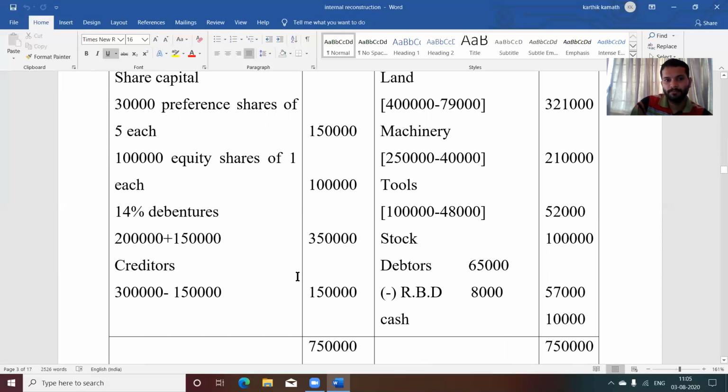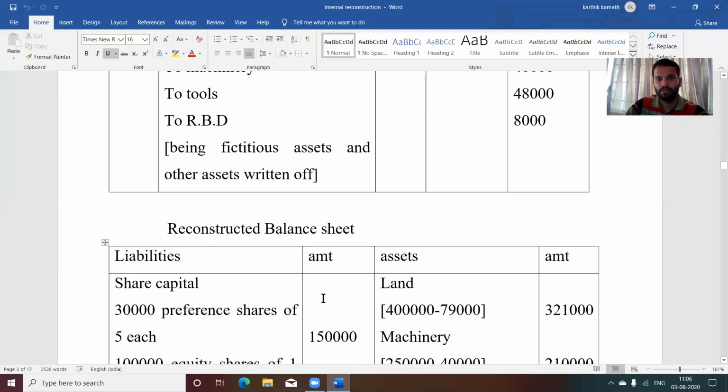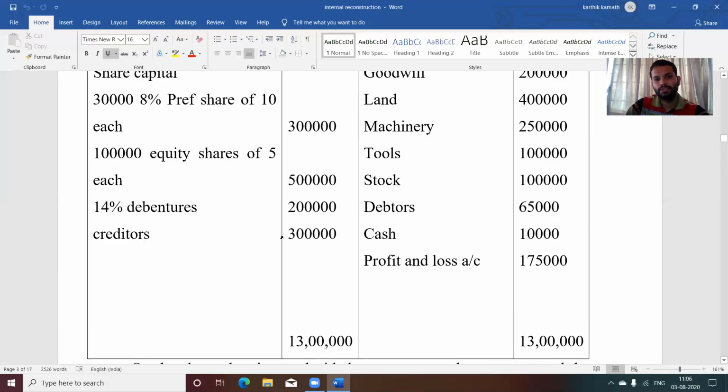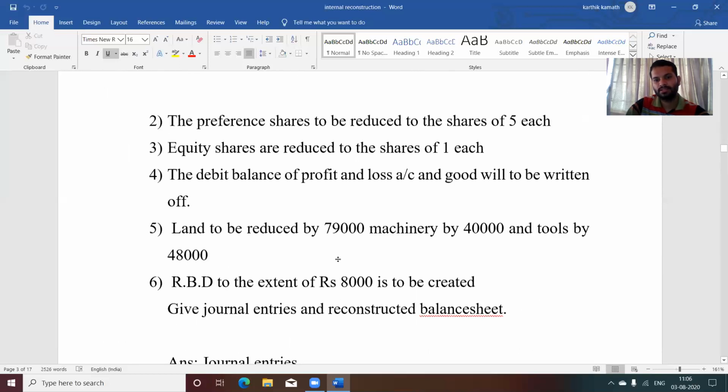So what happens here? 14% debenture 2 lakh plus new issue. It is a new issue of 1 lakh 50,000, total 3 lakh 50,000. Creditor. So you have added the new issue to the debentures. So from creditor, half of their dues are settled. So 3 lakh minus 1 lakh 50,000, that is 1 lakh 50,000. What about the remaining items on the liability side? There are no other items as such.